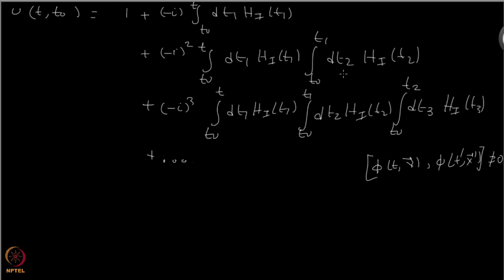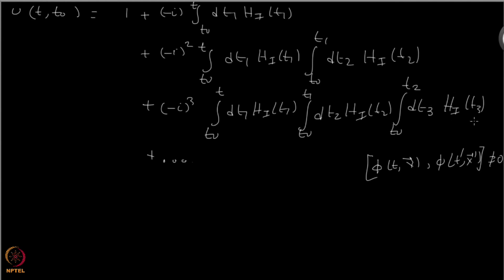Yeah. So I have already said something here: you see the Hi's appear in a particular time order. If you look at this term, for example, t3 goes from t0 to t2, right? So the maximum value t3 takes is t2. Then t2 goes from t0 to t1, so the maximum value t2 takes is t1, and then t1 runs from t0 to t. So these three Hi's are ordered in a particular order.